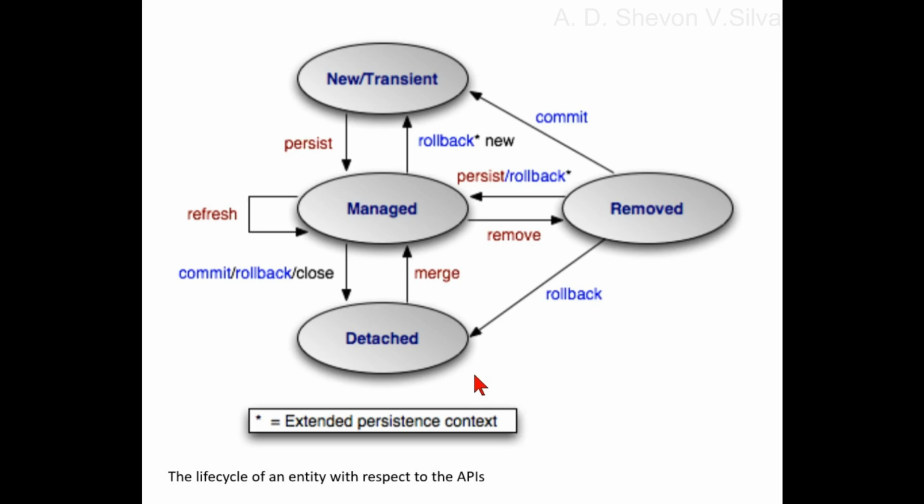Detached entities. A detached entity results from transaction commit if a transaction-scoped persistence context is used, from transaction rollback, from detaching the entity from the persistence context, from clearing the persistence context, from closing an entity manager, or from serializing an entity or otherwise passing an entity by value to a separate application tier through a remote interface, etc.